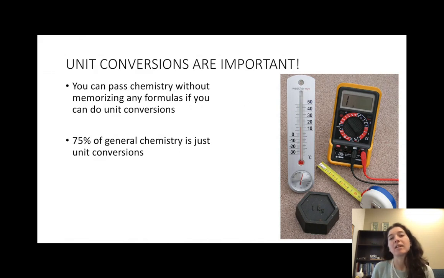So I wanted to emphasize before we get started that unit conversions are super duper important in this class. You can pass chemistry without memorizing any formulas if you know how to do unit conversions. So it's really important you get this down. And honestly, 75% of general chemistry, in my opinion, is just unit conversions. So if you can do this, you can do the majority of this class.